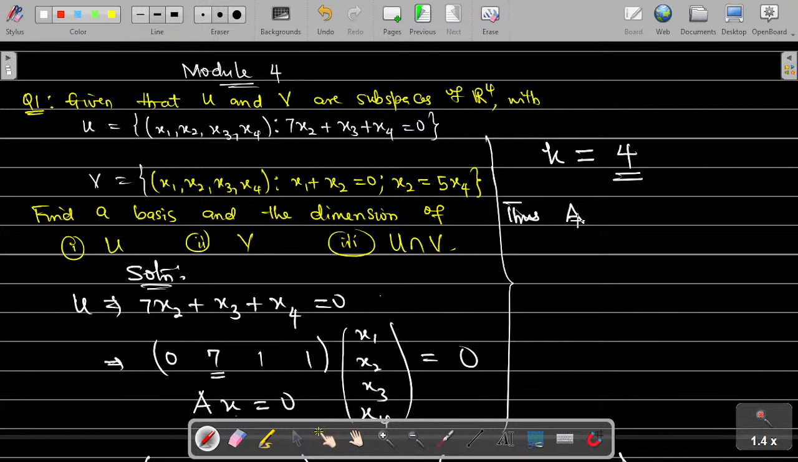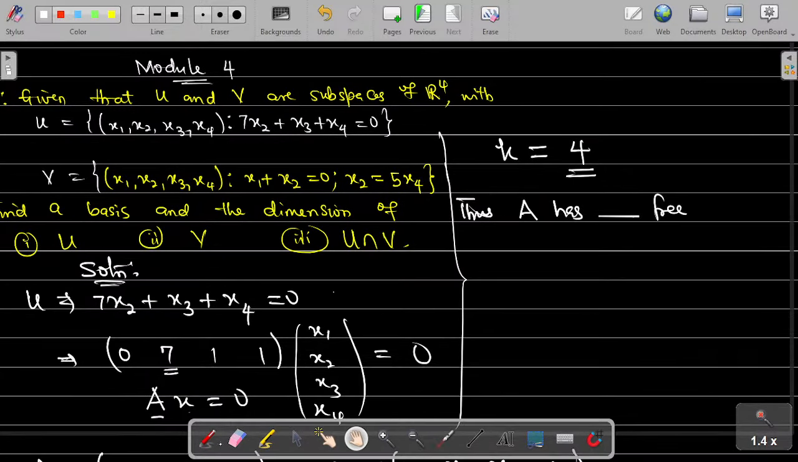So it says, thus, A has dash free variables. Okay, so how many free variables does A have? Of course, you can see it even from this place that this will be the leading variable there, and so it will have 2 free variables, which will be x3 and x4. So 2 free variables, and then what again?